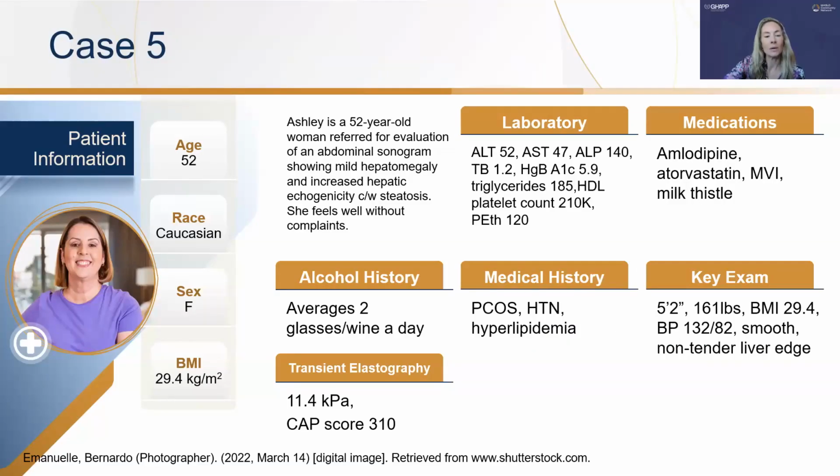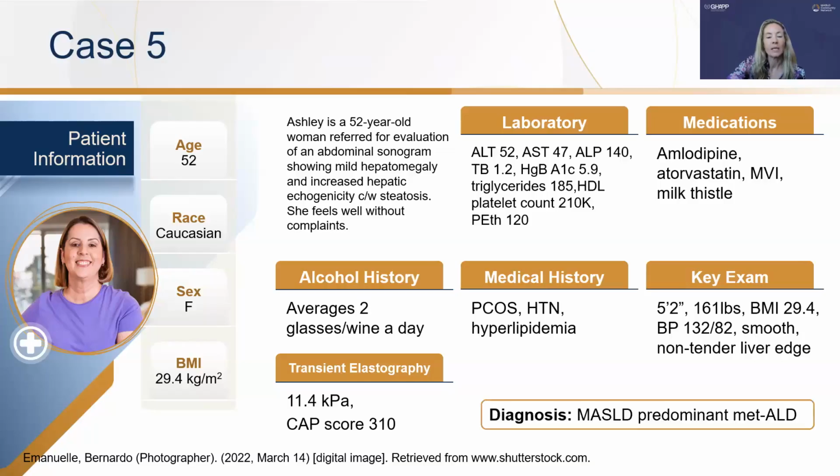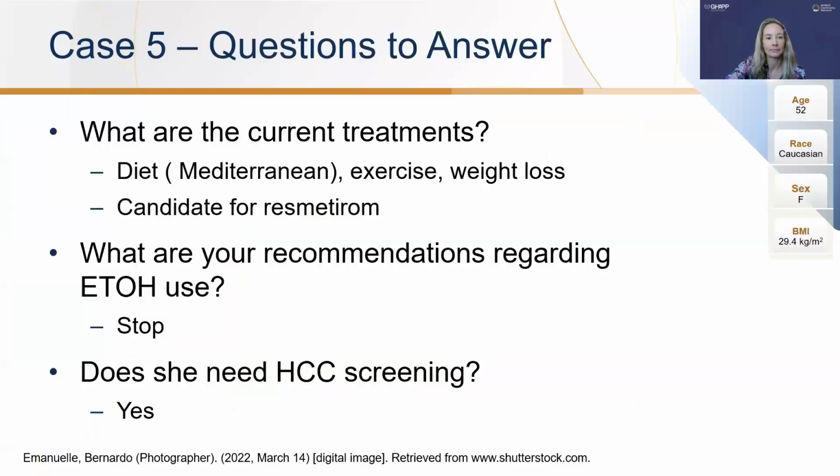All right, so going back to our case then. Looking back in aggregate here, Ashley has these cardiometabolic risk factors for MASLD and MASH, with an average of 2 glasses of wine per day per her report and a PEth test of about 120. So she really falls into the category of MASLD predominant MetALD.